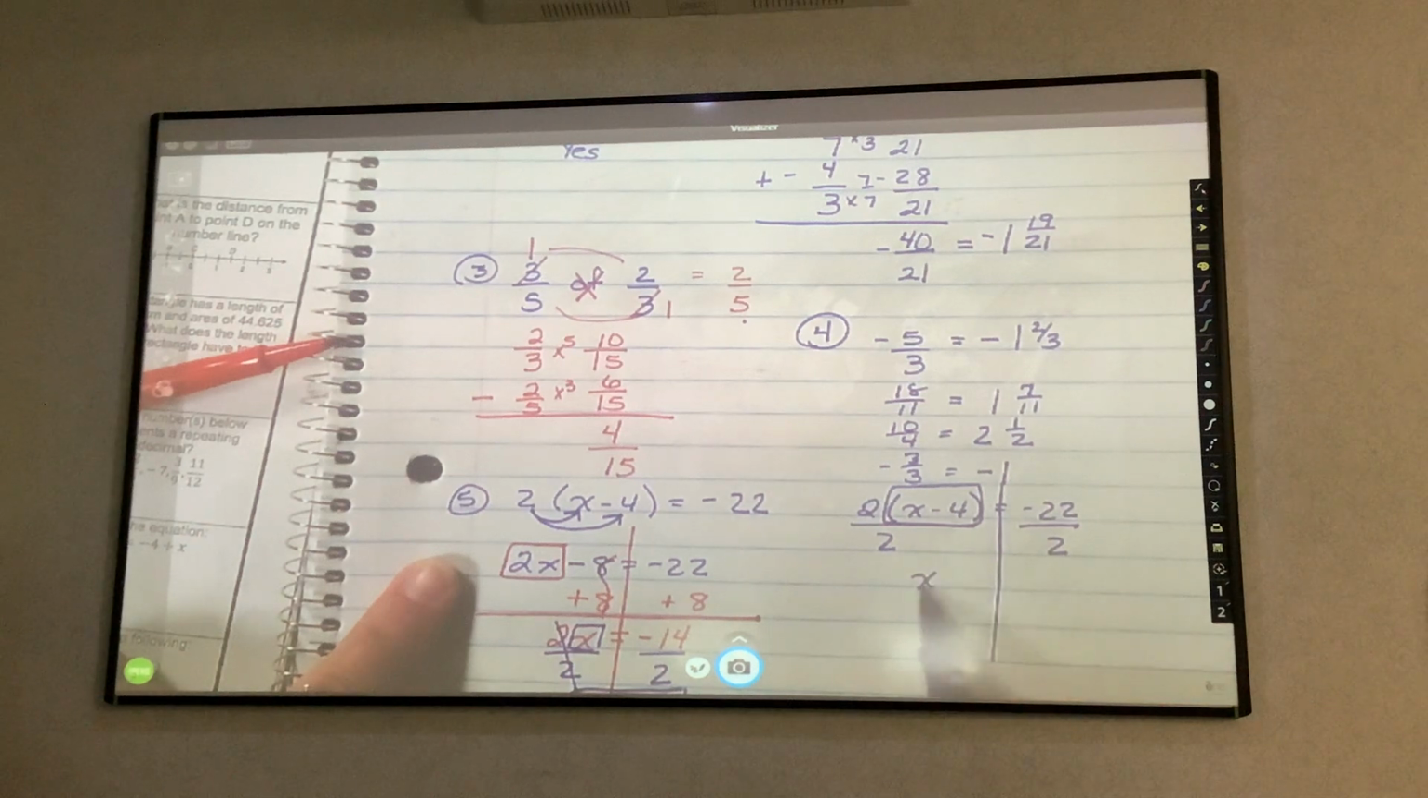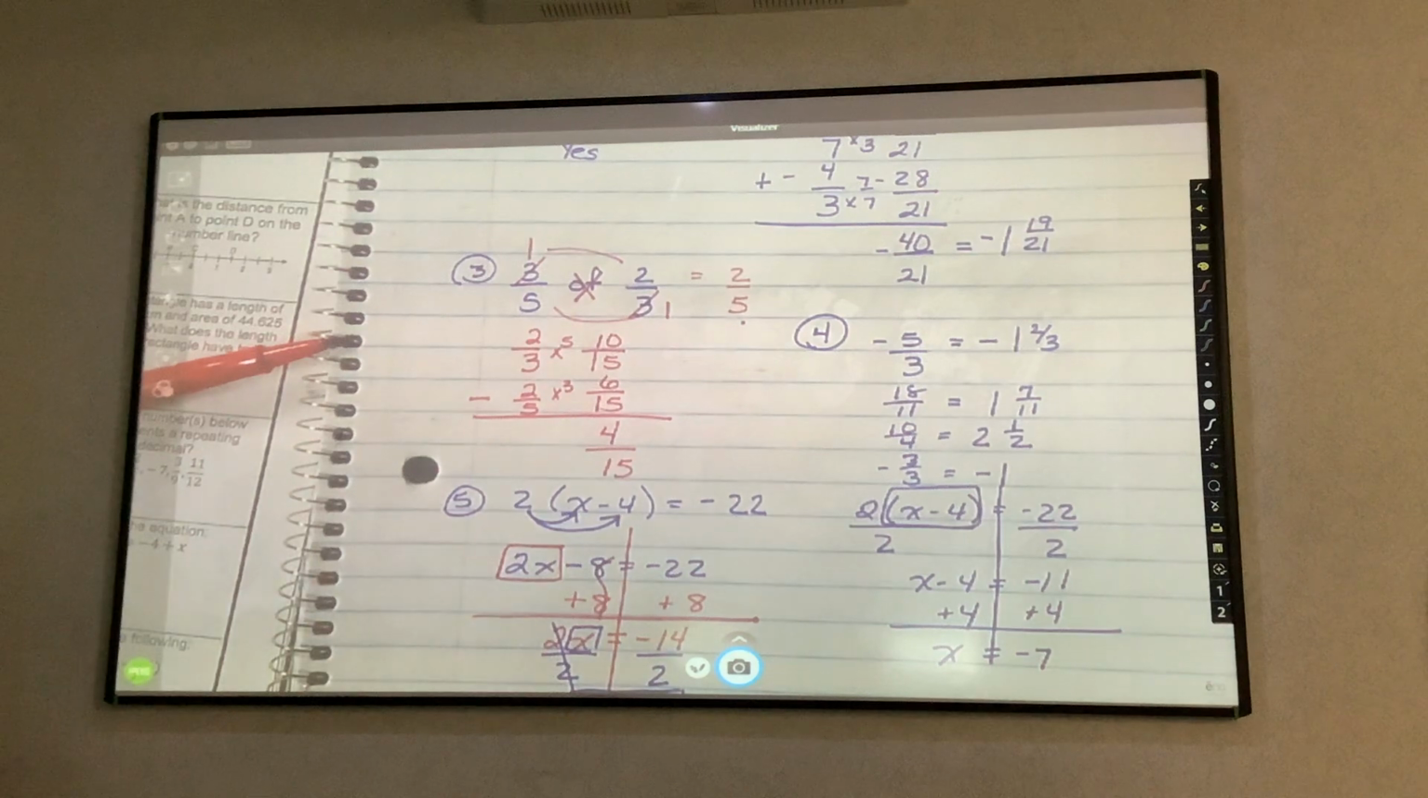So you're left with x minus 4 equals a -11. Then you added 4 to both sides. That's fine.